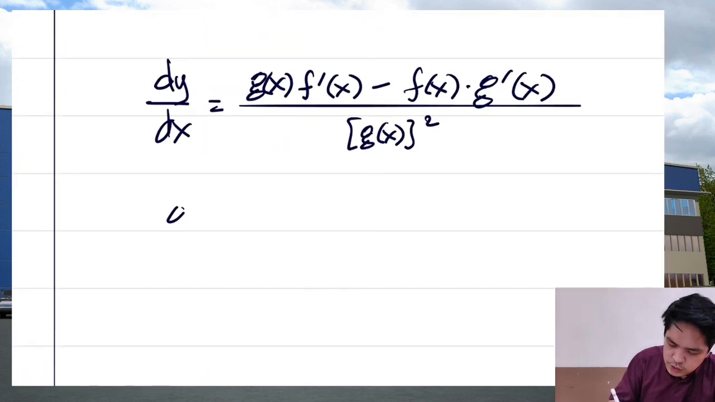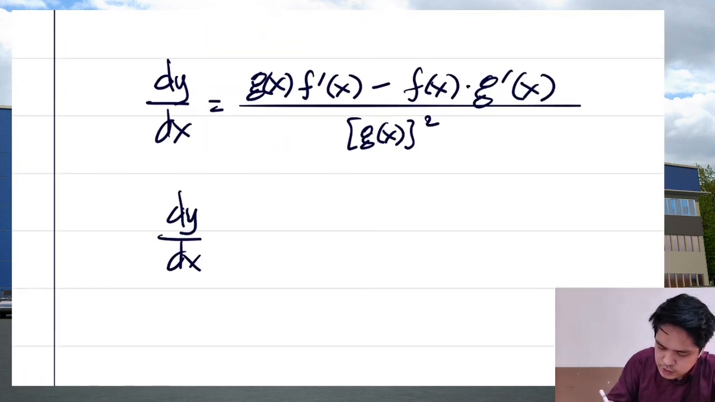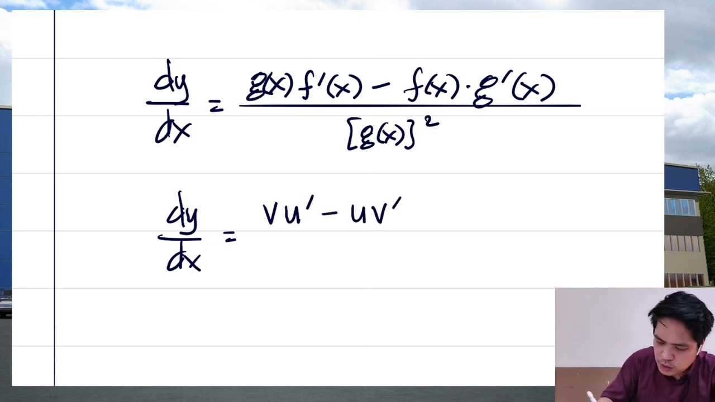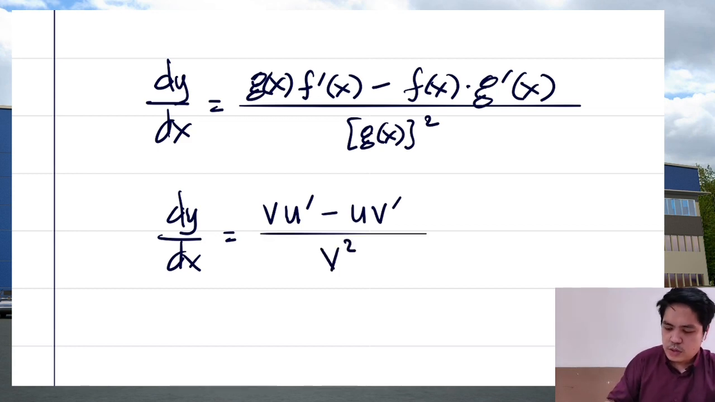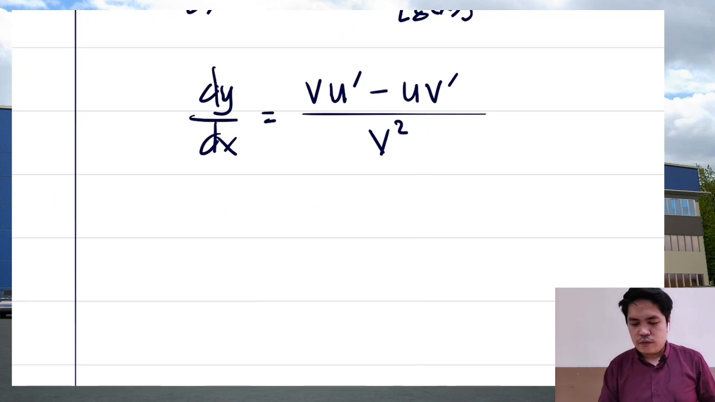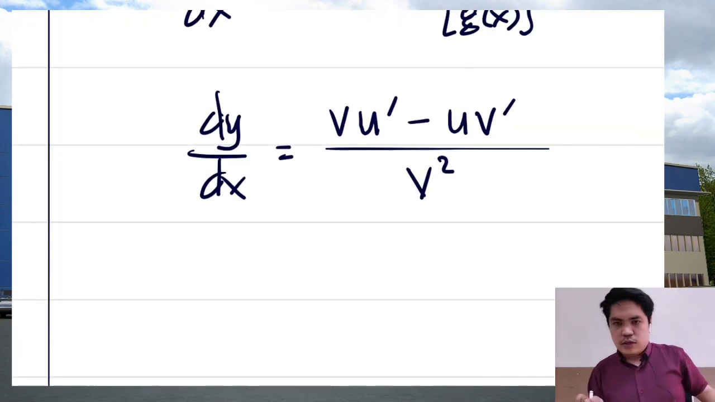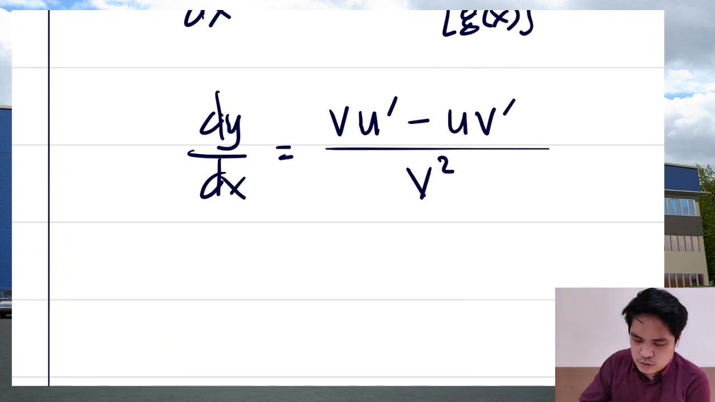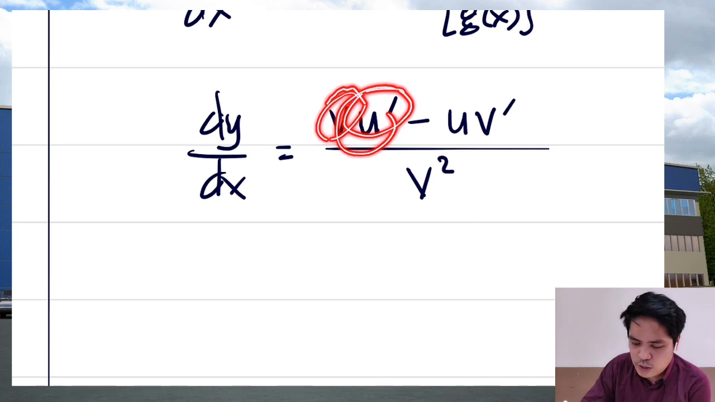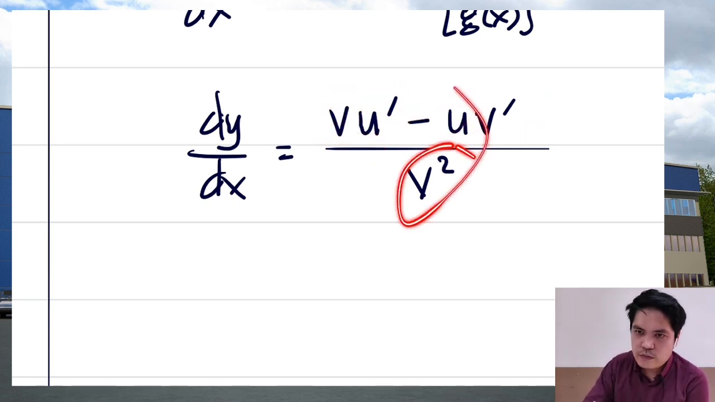So simplifying this, we'll have dy over dx equal to v times u prime minus u times v prime all over v squared. Or in short, the derivative of the quotient is this: the function in the denominator times the derivative of the numerator minus the numerator times the derivative of the denominator, divided by the square of the denominator.